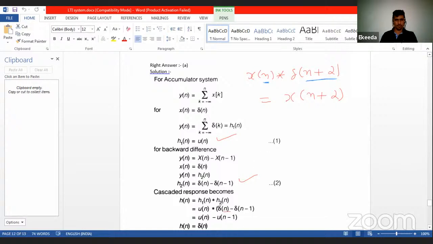So convolution of this with this results in u(n). And this with that results in this. So h1(n) is equal to del(n). How? Because this is u(n). This is a very crucial step from here to here: u(n) minus u(n minus 1) is equal to del(n).